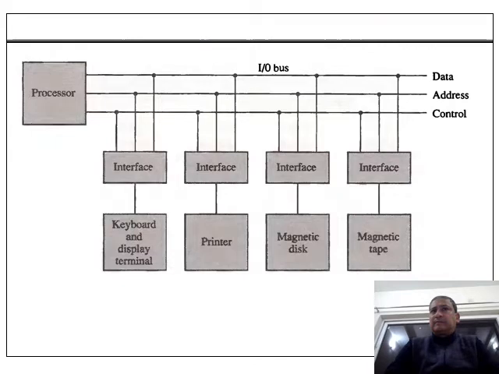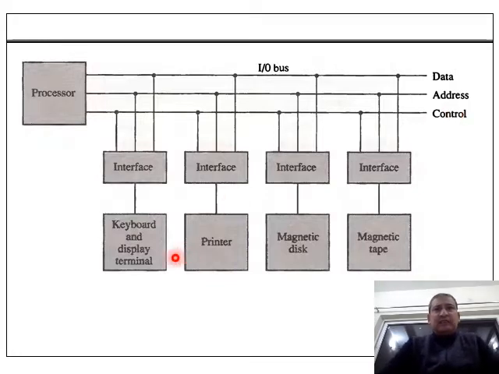Now, if we make this a little more elaborate, we have the processor and we have the input and output bus. Any bus, as you might remember from earlier, has three types of lines on it. One is called the data lines, one is called the address lines, and the third is called the control lines. Data lines are for the data to travel on, address lines carry the address, and the control lines carry the control signals.